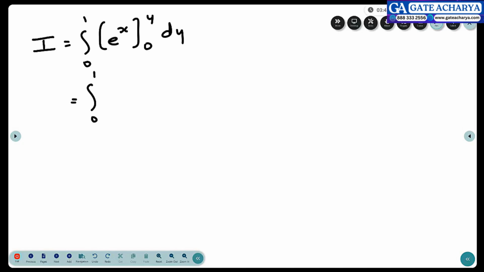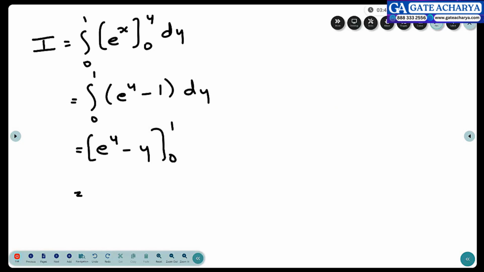If I substitute the limit, what do I get? e power y. e raised to 0 is 1, right? Do the integration with respect to y. The answer is e minus 2.